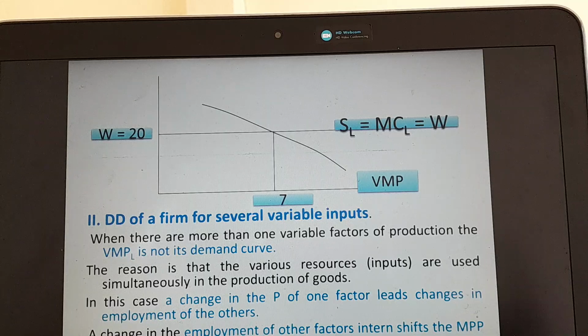Again, what you should know is that we use a single variable input, the demand curve for labor is value of marginal product. The supply curve is perfectly elastic. The wage is equal to supply of labor, which is equal to marginal cost, which is equal to wage.